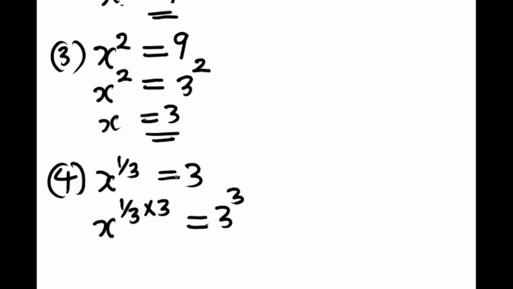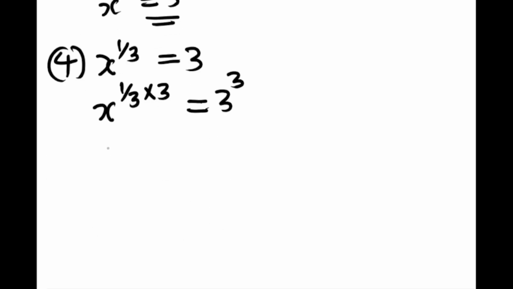I don't need to keep writing 3 raised to the power of 1 times 3, because we know the power of 3 here is 1, so 1 times 3 is 3. So let's continue with our solving. We have x raised to 1 over 3 times 3, that cancels the root. So we have x is equal to 3 raised to the power of 3, which is 27, right? You can see this is our final answer. Our x is equal to 27.